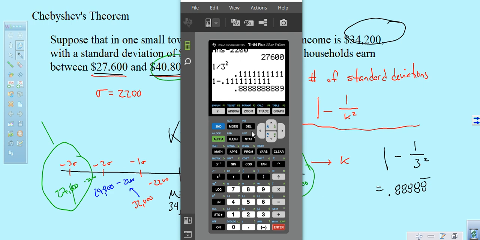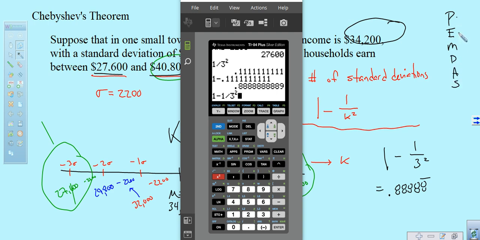Another way of plugging this into the calculator, if you're using a TI-84, is you can plug the whole thing in at one time. So you can say 1 minus 1 divided by 3, the second power. And your calculator is smart enough. It knows, please excuse my dear Aunt Sally, if you remember from your algebra classes: parentheses, exponents, multiplication, division, addition, subtraction. So it will do the exponent first, then the division, and then the subtraction, and still give us that same answer.